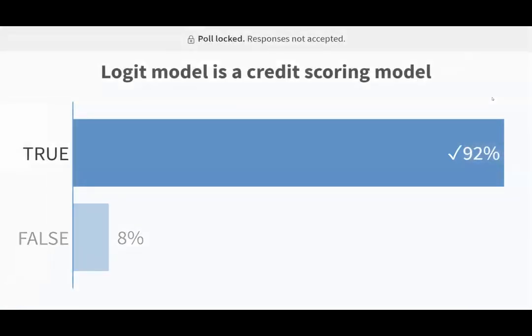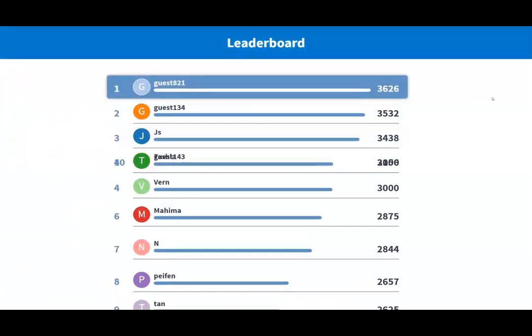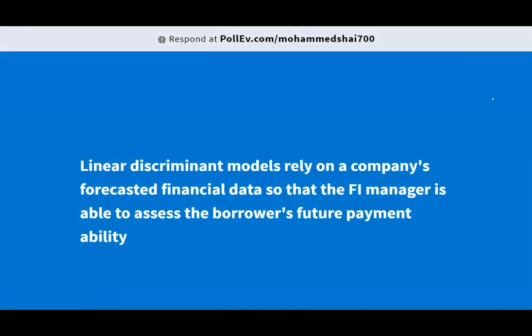It is a scoring model. Logit model is one of the probability models, one of those models we have talked about. This is the Altman.